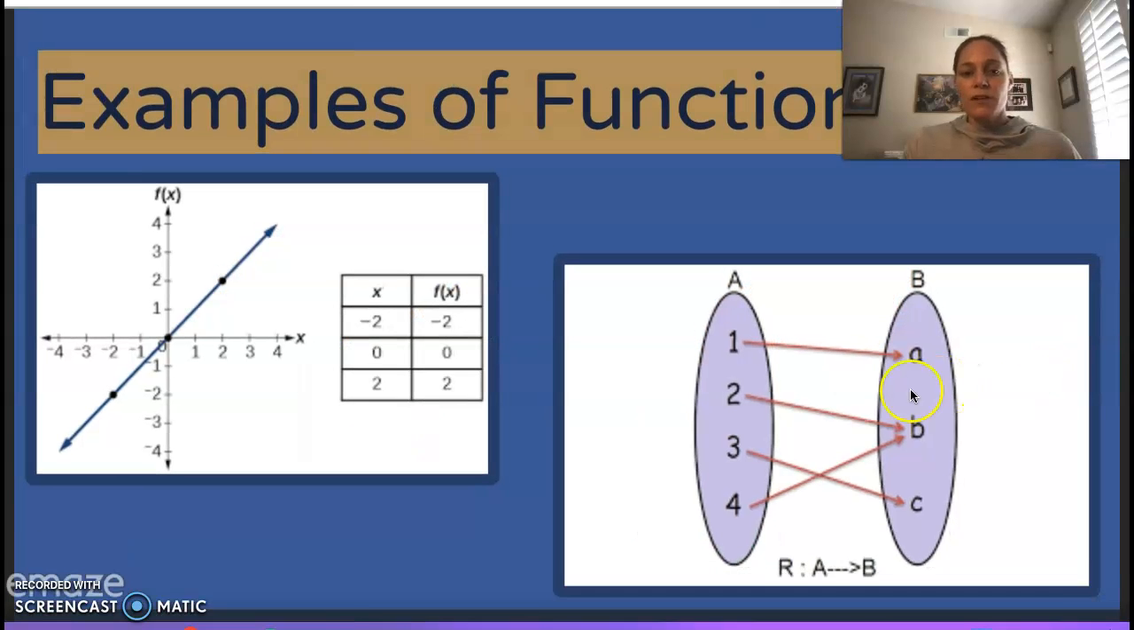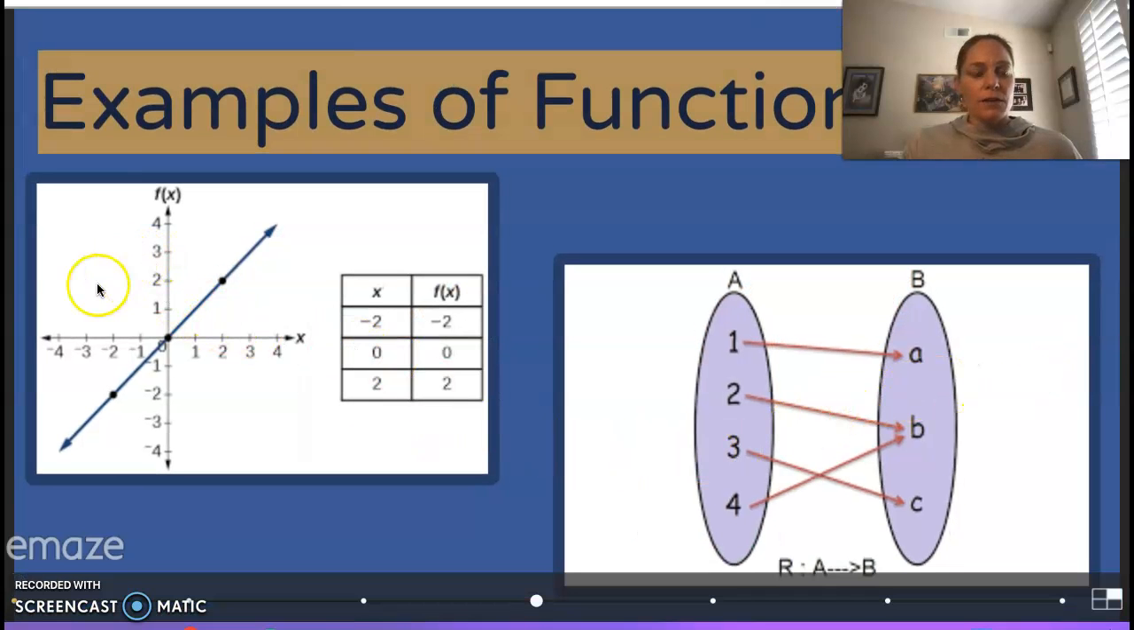Some examples of functions, as you can see, we've got a graph over here. This right here is a linear equation. And you can see that for every input, the inputs are the x values, the outputs are the y values. Every input, every x value has exactly one y value. You can see that represented here in this table.